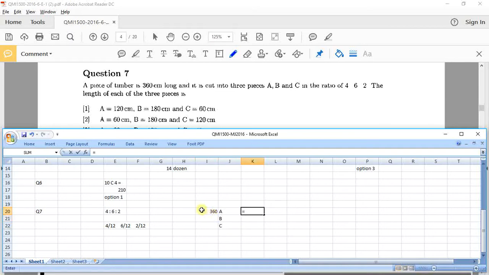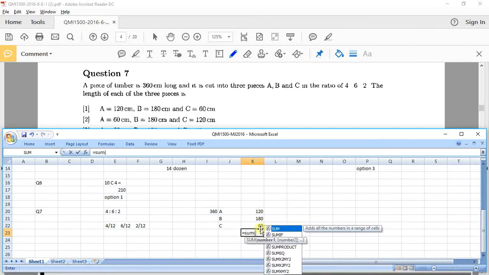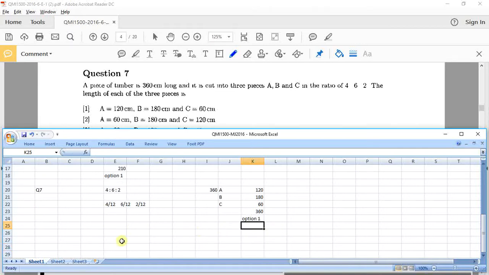So A, B, C. A is going to be that times 4/12. B is 6/12. C is 2/12. That gives you the total, which is 360. So A is 120, B is 180, C is 60, option 1. Is that good? Yes. Great.